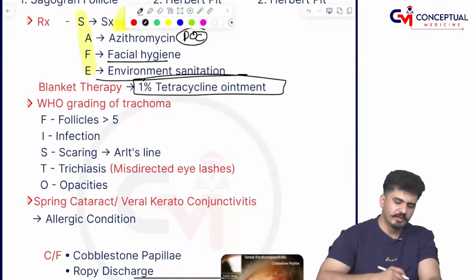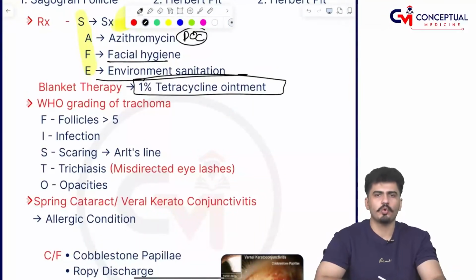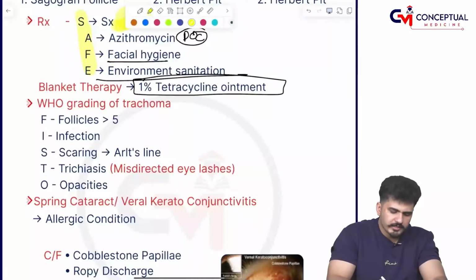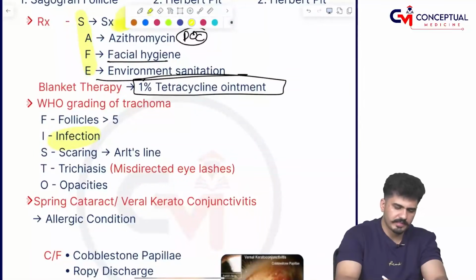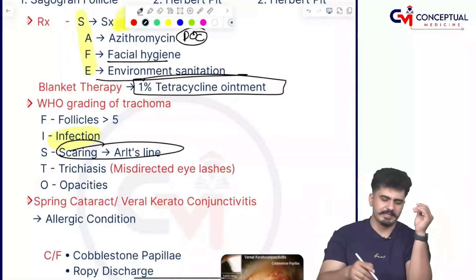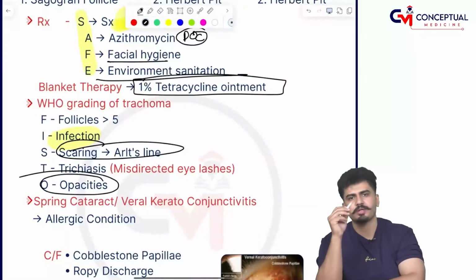Now WHO grading of trachoma is also important. FISTO, like SAFE, remember the FISTO. What is FISTO? Follicles more than 5, infection caused by Chlamydia trachomatis, scarring, that is Arlt's line, trichiasis means misdirected eyelashes, and opacifications you are going to see.